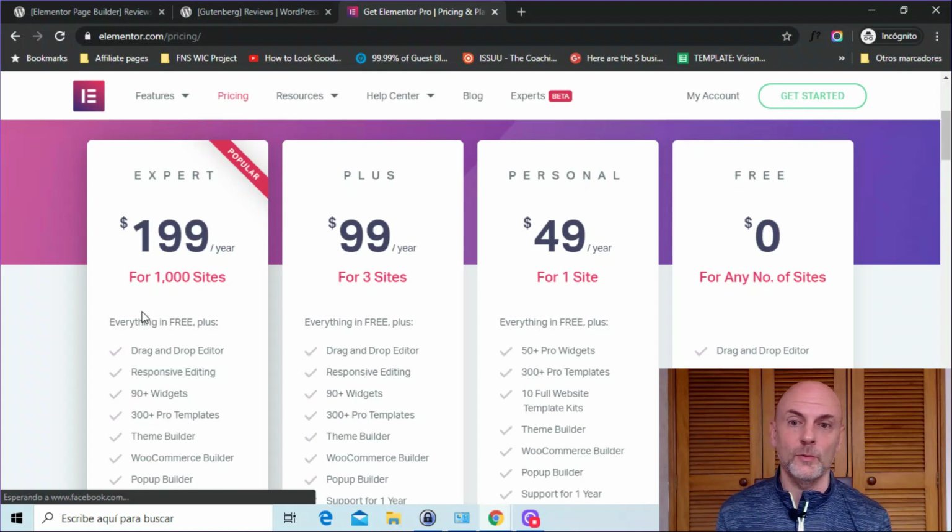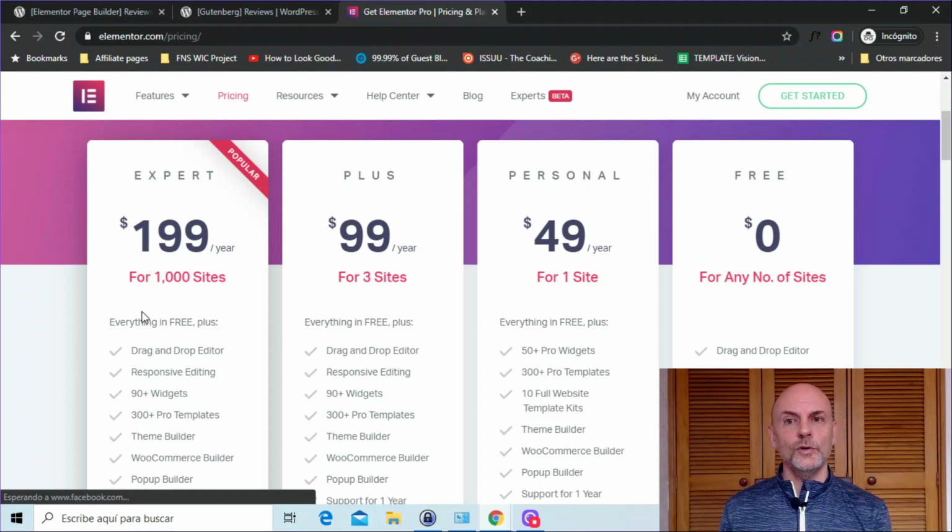So there may be some people who say, you know what, I can't afford this, I'm going to use Gutenberg. But those people wouldn't buy Elementor Pro anyway. So that doesn't really change the dynamic. The other issue that I think you need to think about is that Elementor is already installed on millions of sites. It's already been used to develop millions and millions of websites out there.